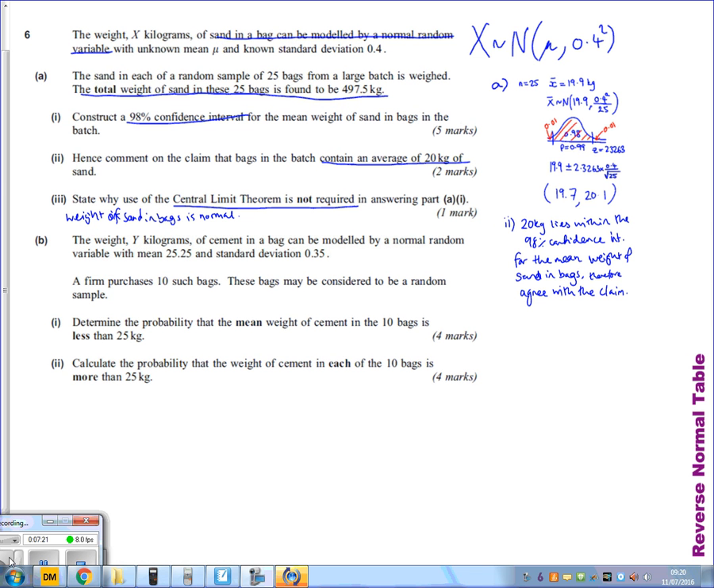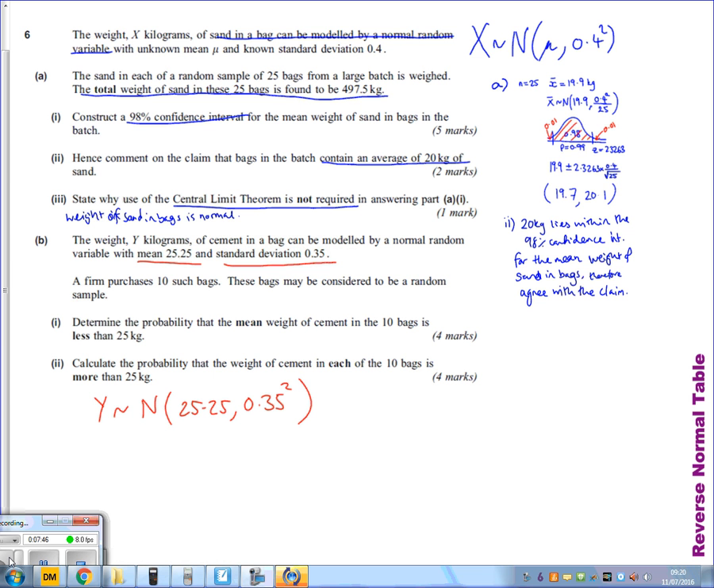Okay, so part B. Now we've got the weight Y kilograms of cement in a bag can be modelled by a normal random variable, mean 25.25, standard deviation 0.35. So we can write that down. Y is distributed normally, 25.25 and standard deviation 0.35, so I need to square that because I've got my variance there.